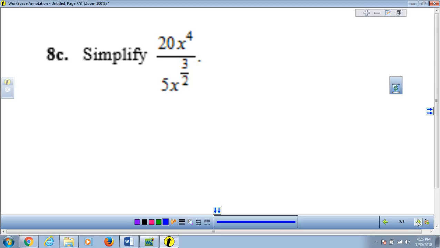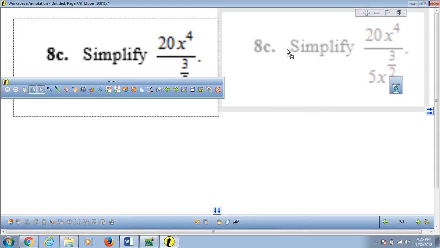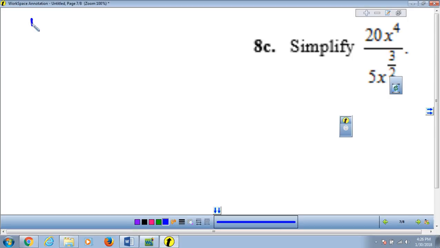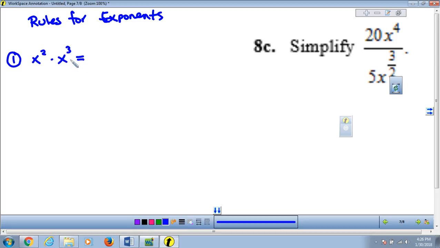Next problem. Okay, for this one, I'm going to tell you a few rules before I even attempt to do this problem. These are basic rules, basic algebra, and these rules are called rules for exponents. I'm going to show you with examples. These rules for exponents, obviously they're going to tell us how to deal with the exponents. X to the second times x to the third. If you have two bases, base is anything that is raised to an exponent.